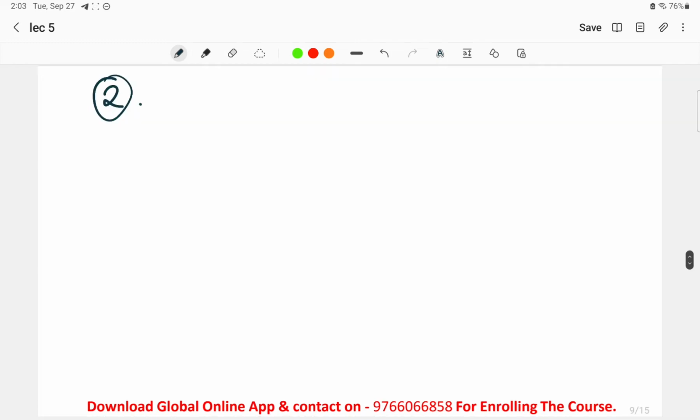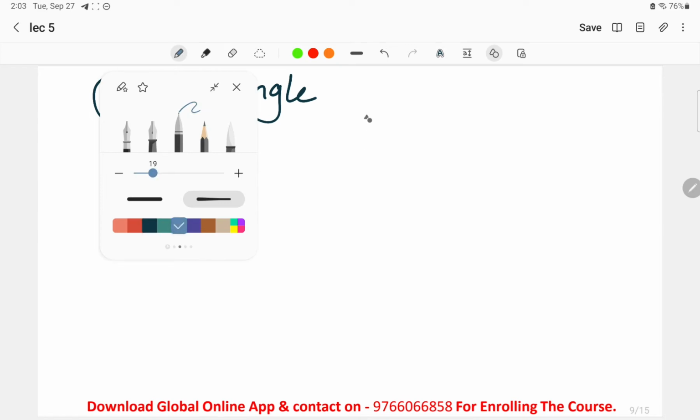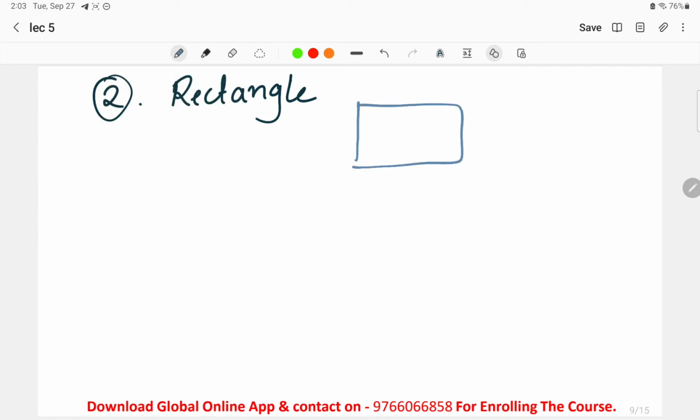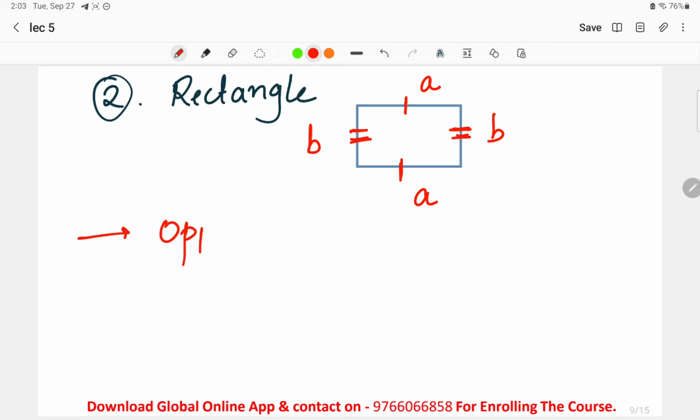Moving on to the next structure, that is the rectangle. In the rectangle, let us draw the figure over here. In case of a rectangle, what we find is that the opposite sides of the rectangle are equal. Basically, I am taking A over here, then I'll also take A here, and B, B. It means that these two opposite sides are equal. This is what we have to keep in mind. The very first thing regarding the rectangle is that opposite sides are equal.